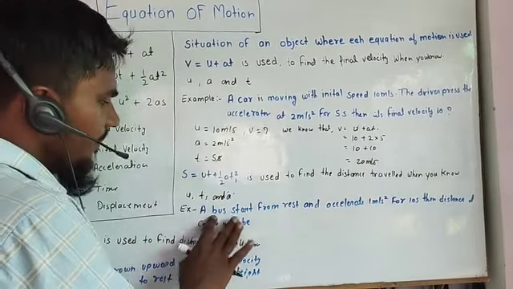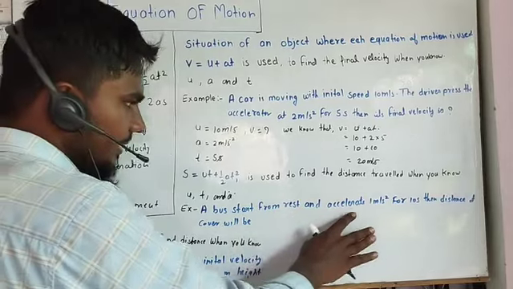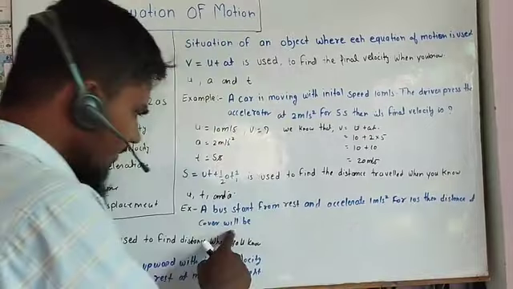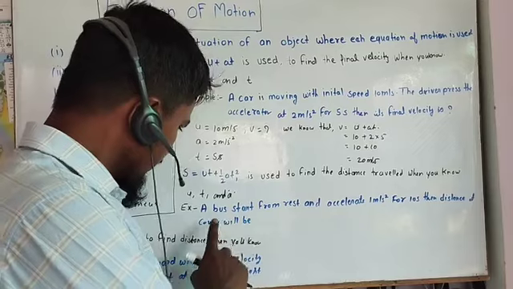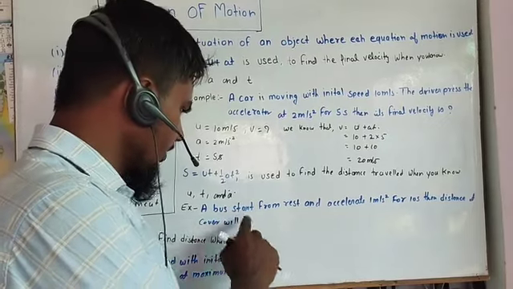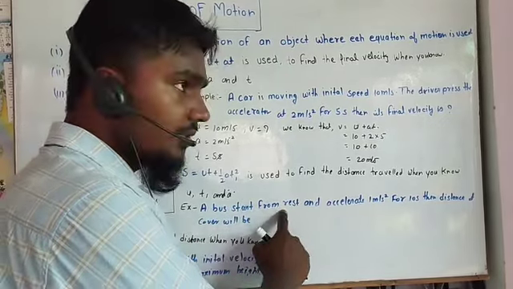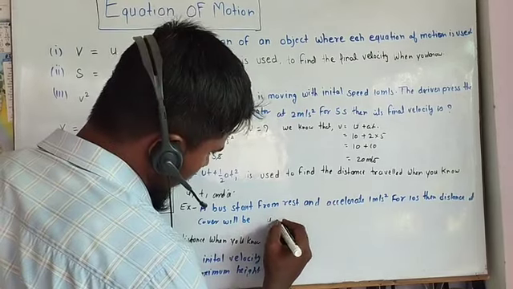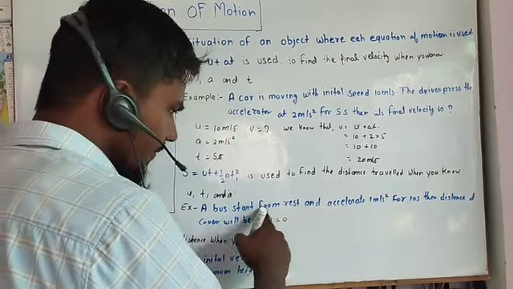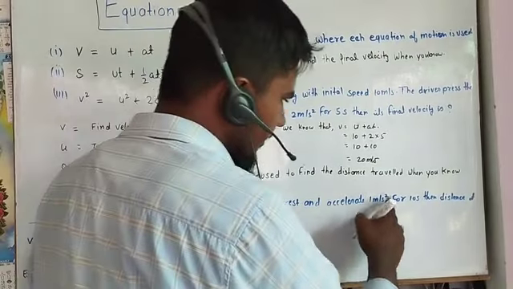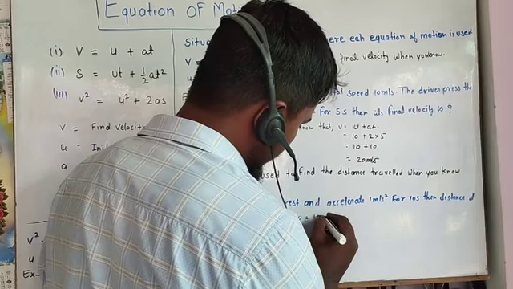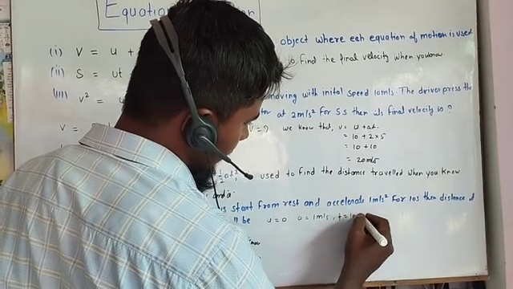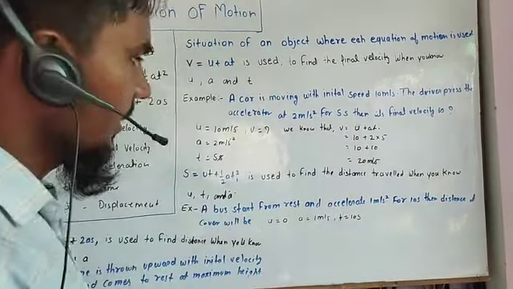s stands for displacement. A bus starts from rest and accelerates at 1 meter per second square for 10 seconds, and then the distance covered will be? You must read the question slowly and try to understand each word. Here a bus starts from rest. Rest means stationary position. So u is equal to 0 because it starts from rest, the initial velocity is 0, a is equal to 1 meter per second square, and t is equal to 10 seconds.